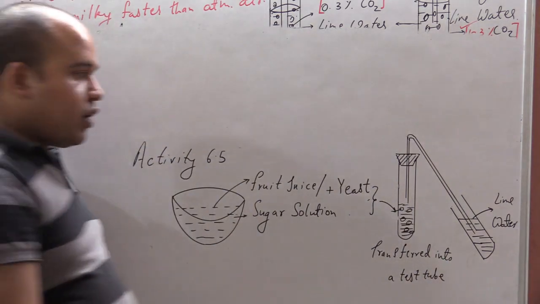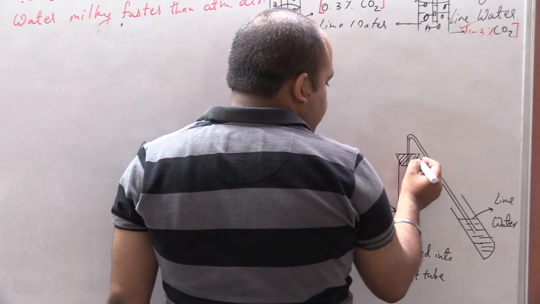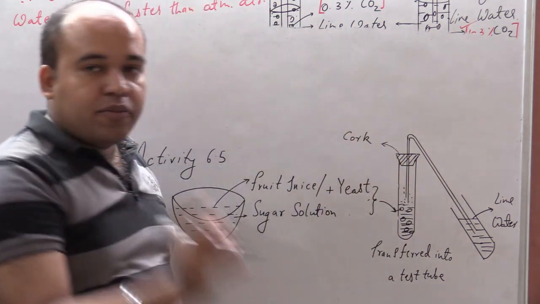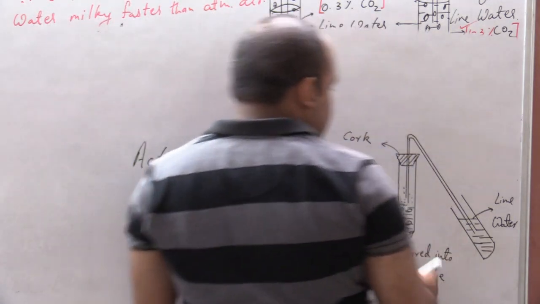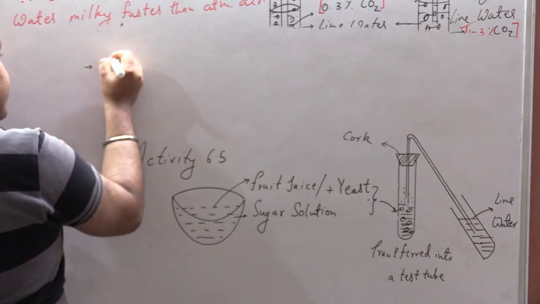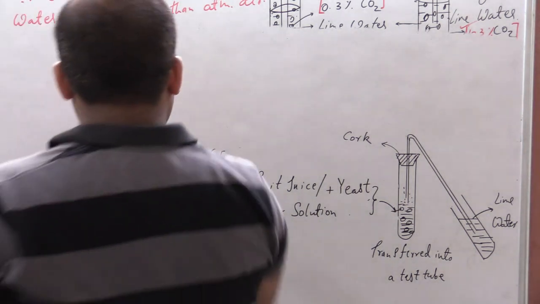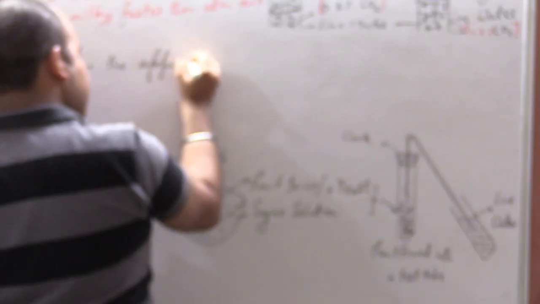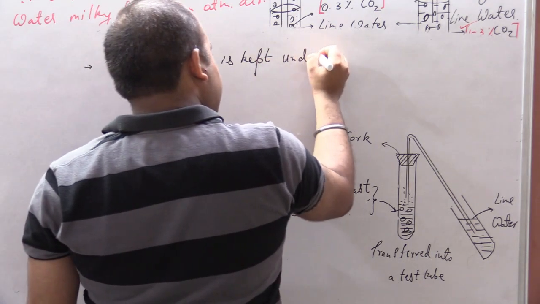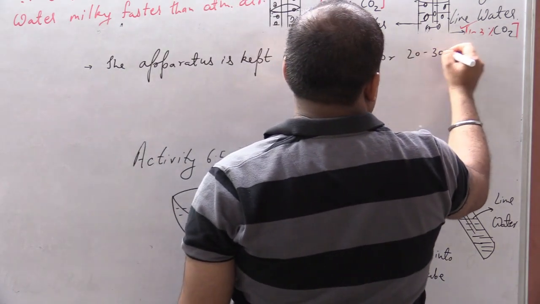Now what is going to happen? This test tube is closed with the help of a cork. Through this cork, a tube is made to run into the lime water, and this apparatus is kept undisturbed for 20 to 30 minutes.